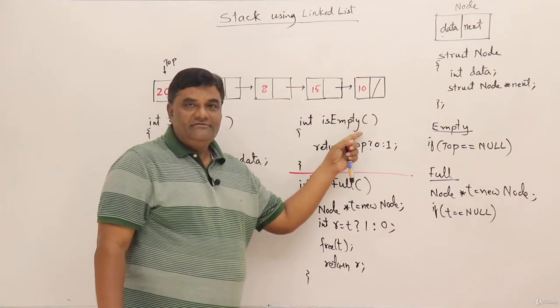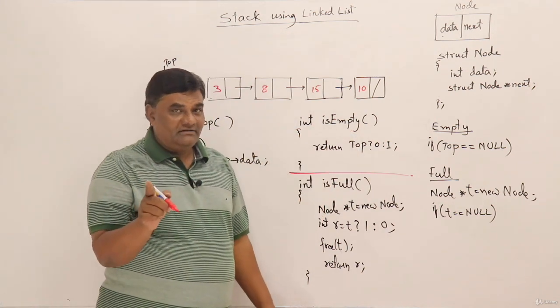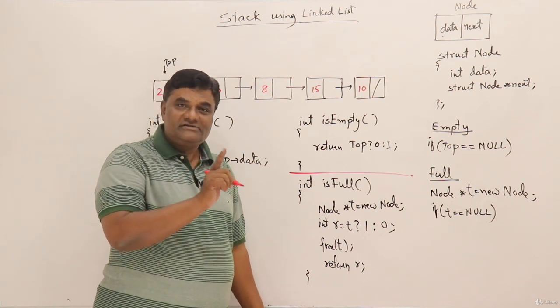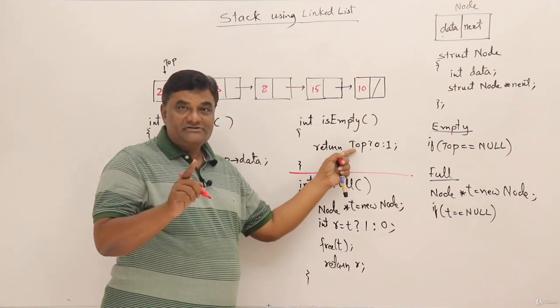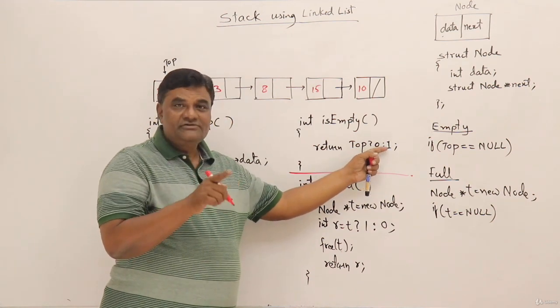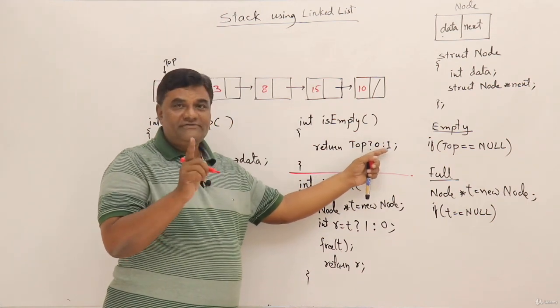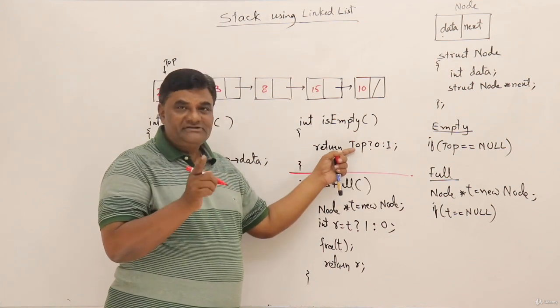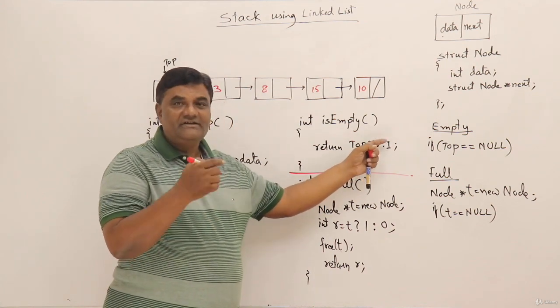Then is empty function. If top is null, then it is empty. Otherwise, it's not empty. If top is not null, return 0. Else it is null, so return 1. 0 means false, 1 means true. So if top is not null, then return false, otherwise return true.